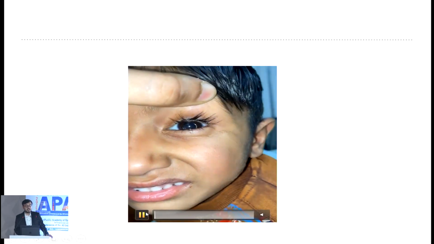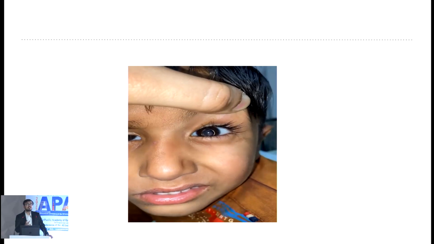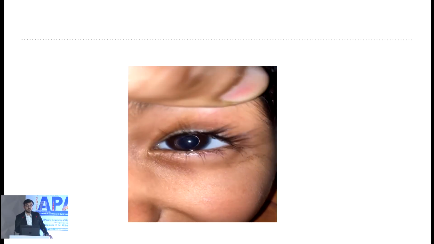This patient came to us with bilateral aphakia. Now, when we dilated the patient, the microspheric lens came anterior and it can be seen dangling in the anterior chamber.